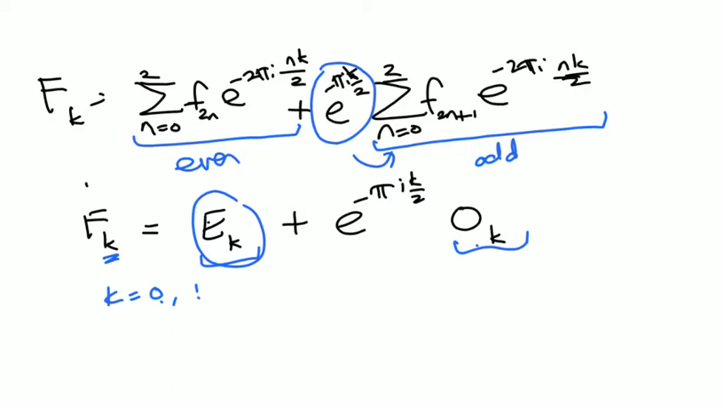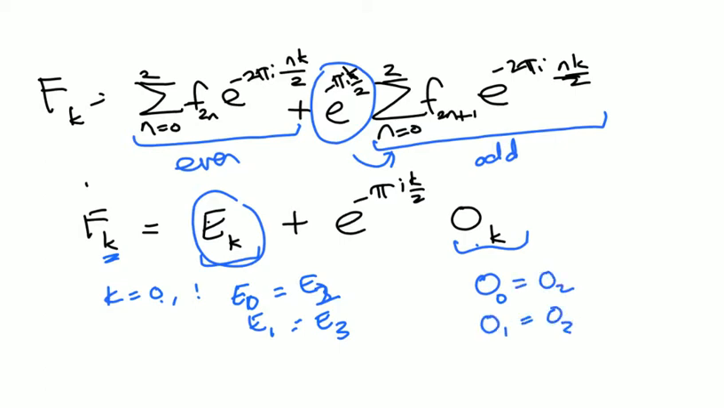Let me write this. E_0 equals E_2, E_1 equals E_3, and the same goes here: O_0 equals O_2 and O_1 equals O_3. So I can calculate these two terms in one go. If I know E_0, I can get E_2. If I know E_1, I can get E_3. Very simple. So it means that I'm doing less work to calculate F_k.